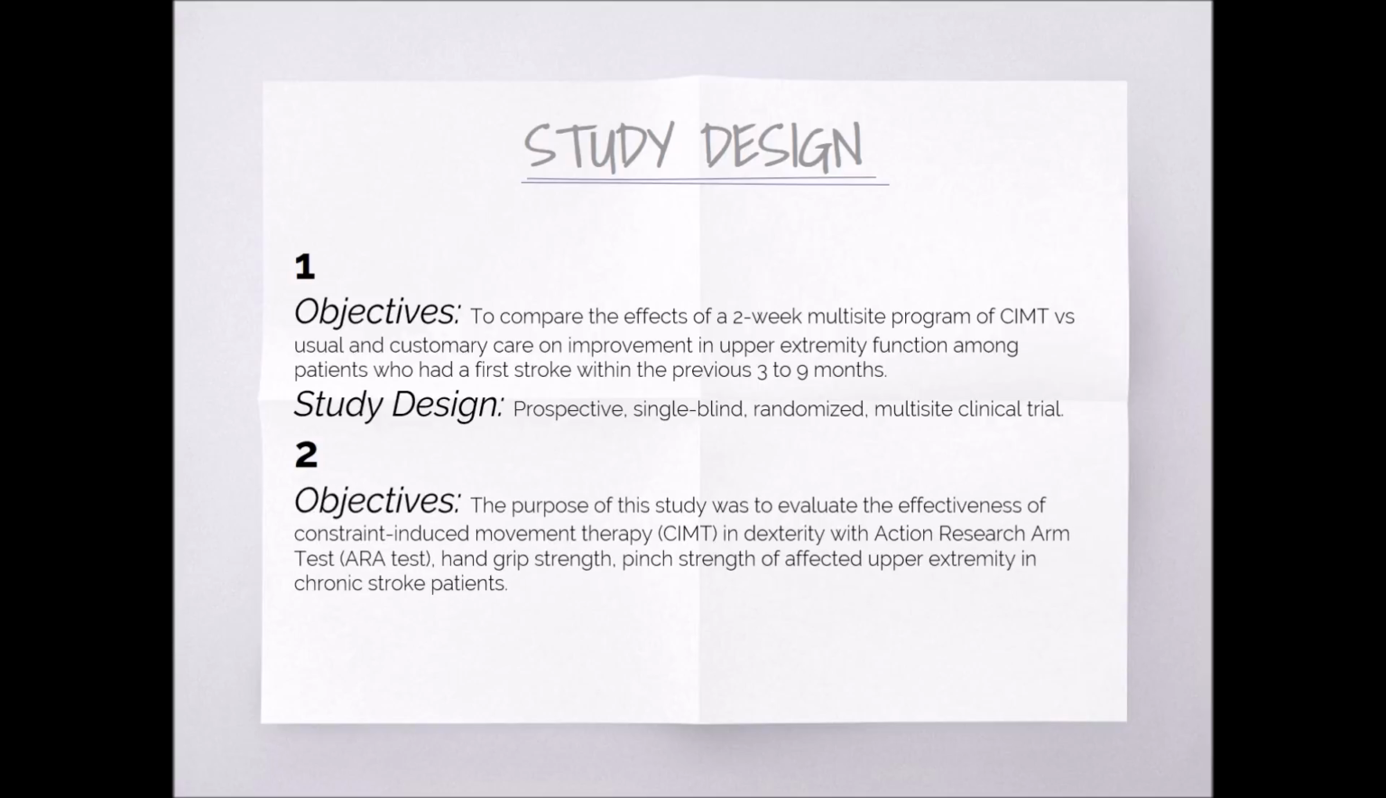The objective of Article 2 was to evaluate the effectiveness of constraint-induced movement therapy on dexterity with the Action Research Arm test, or ARA test, hand grip strength, and pinch strength of the affected upper extremity in chronic stroke patients. The study design was a prospective, randomized, observer-blinded clinical trial. The study design was a control study.